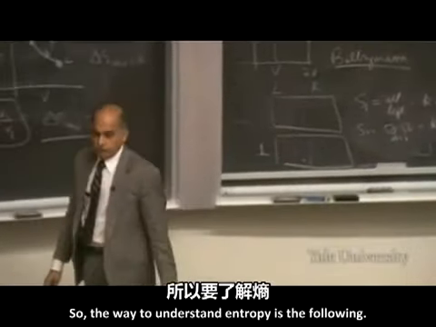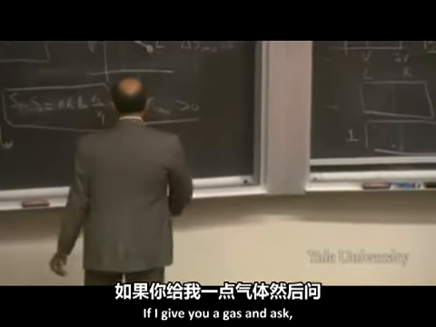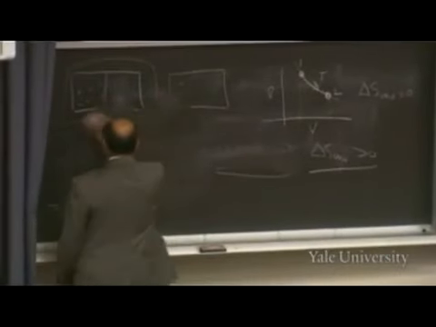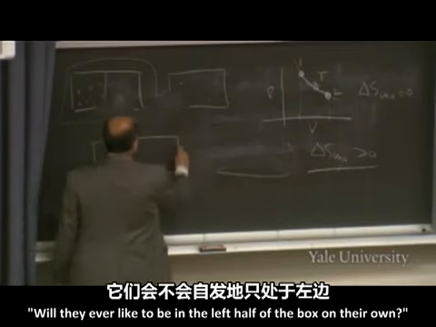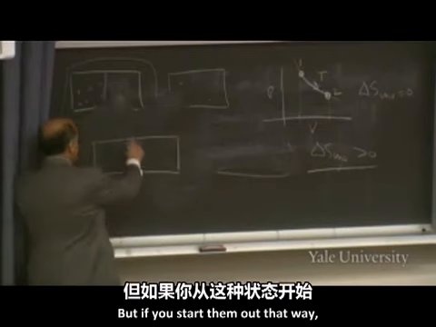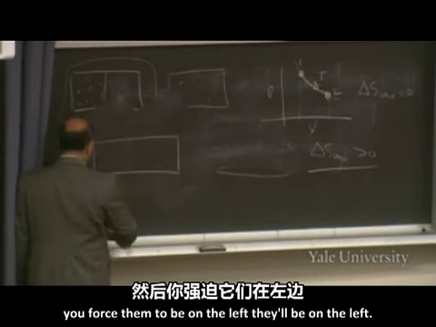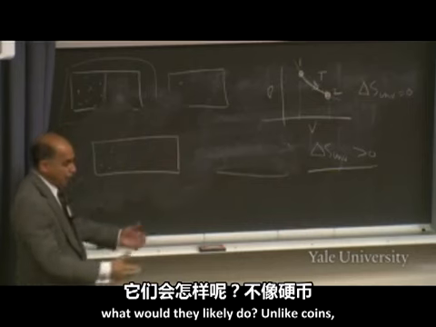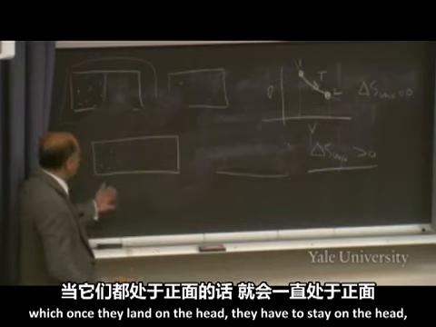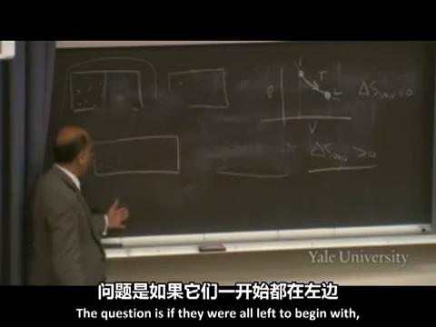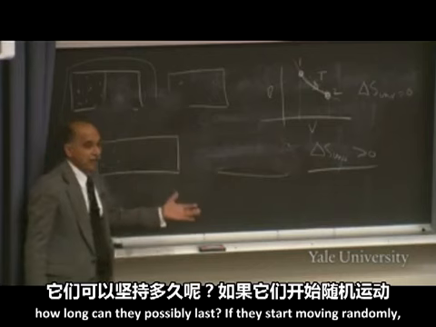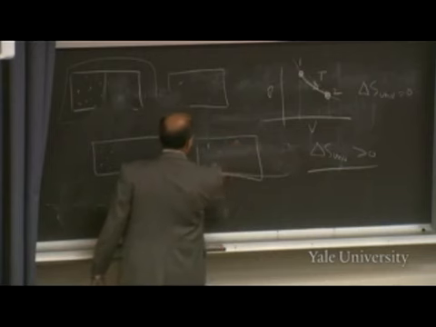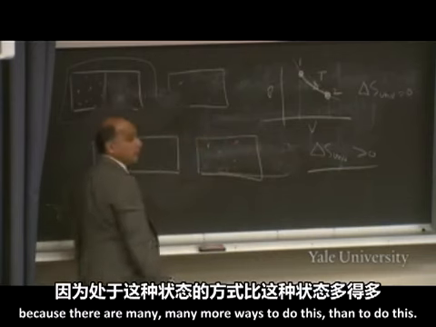So the way you understand entropy is the following. If I give you a gas and ask, will they ever like to be in the left half of the box on their own? Of course they won't. But if you start them out that way, you force them to be on the left, they'll be on the left. Question is, if you remove the partition, what would they likely do? Unlike coins, which once they land on their head have to stay on the head, these molecules can move around. Question is, if they were all left to begin with, how long can that possibly last? If they start moving randomly, they will always end up doing this, because there are many, many more ways to do this than to do this.